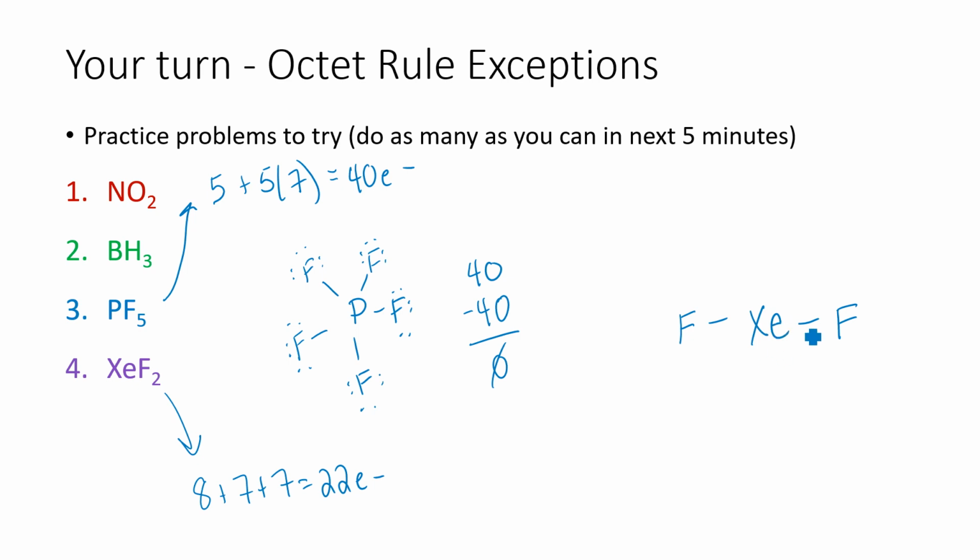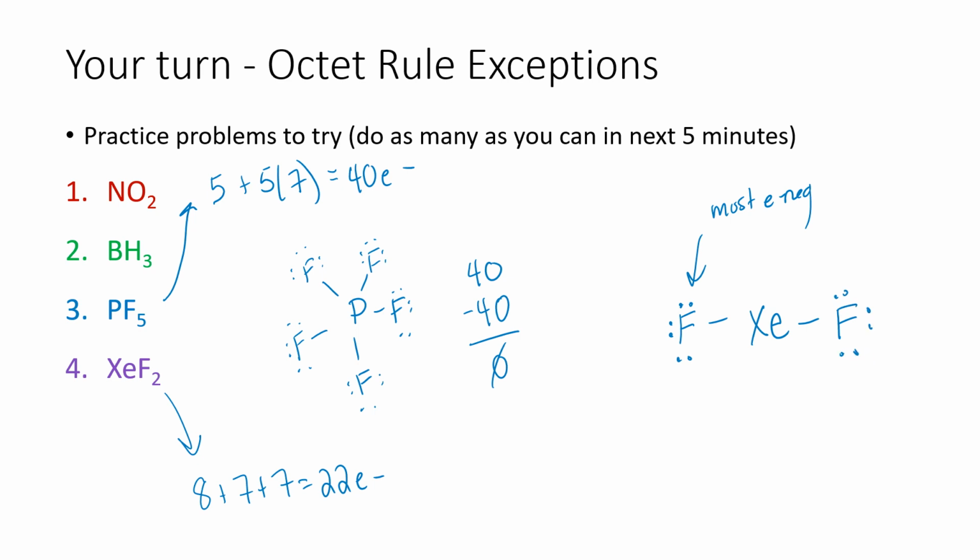So you might be wondering, why did I put xenon in the middle, not fluorine? Well, we also know by definition that fluorine is the most electronegative element that exists. So fluorine's never going to go in the middle. It's always going to go on the outside, because it's the most electronegative element there is. All right, so xenon's in the middle, fluorine's on the outside. I'm going to give my fluorines an octet.